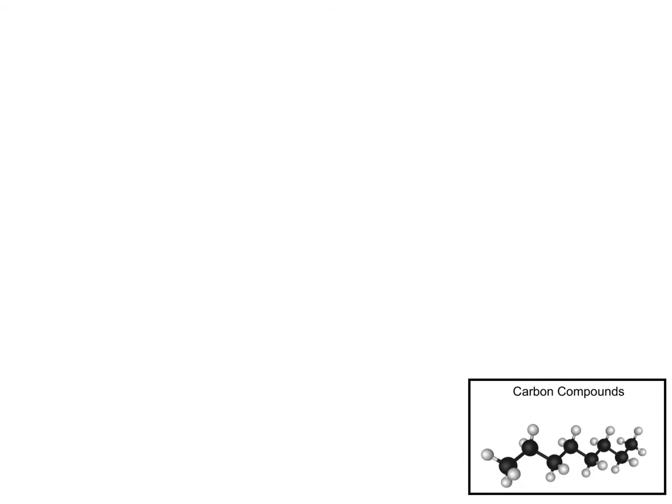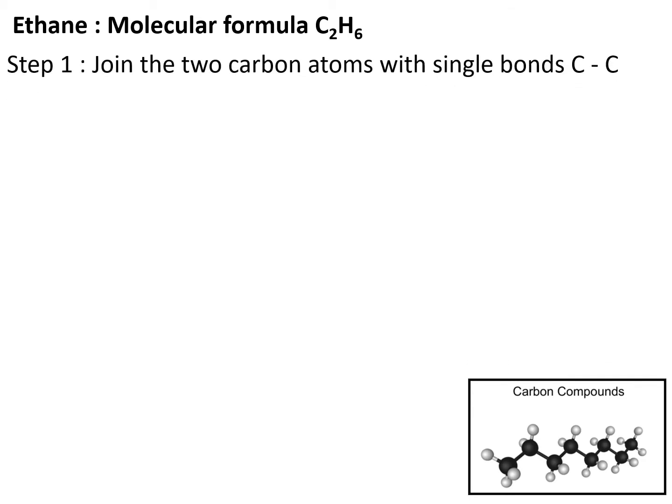Okay, let's see how to form the electron dot structure as well as the structural formula of carbon compounds. Regarding methane, we have already seen it in the previous video. So we move to the next one, that is ethane. The molecular formula is C2H6. As the molecular formula suggests, there are two carbon atoms. So first we will join the two carbon atoms with a single bond.